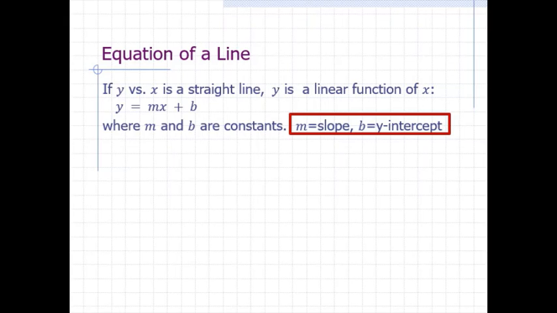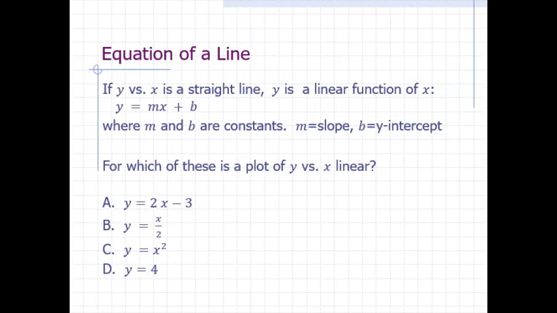The y-intercept is the value of y where the line crosses the y-axis. It's the value of y when x is 0. Let's look at some examples. For which of these is a plot of y versus x a straight line?